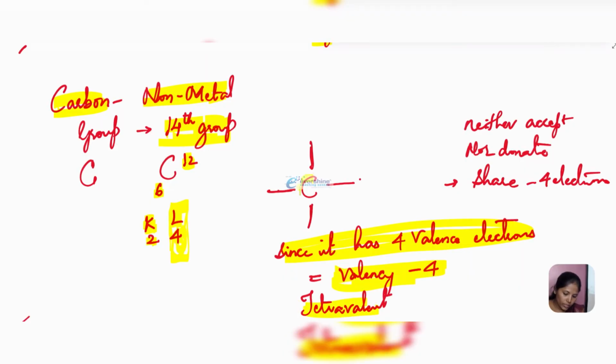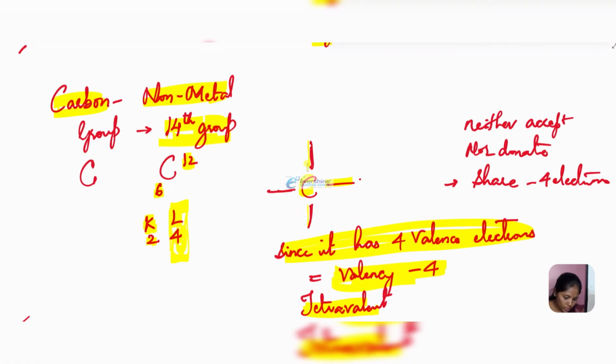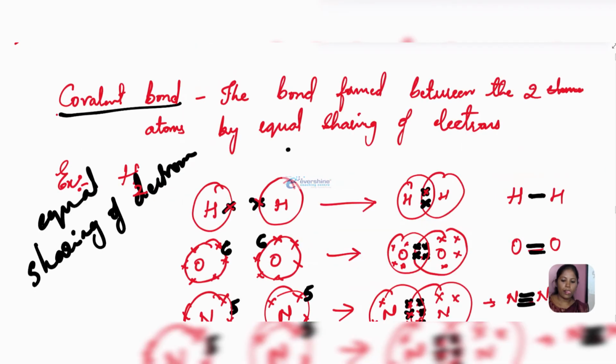So carbon can form 4 bonds. Carbon can form 4 bonds because its valency is 4, and it shares 4 electrons and forms 4 covalent bonds. It will neither accept electrons nor donate electrons. It only shares electrons. How many electrons will it share? It will share 4 electrons. So we'll see how it will share, and why it will not accept and why it will not donate.